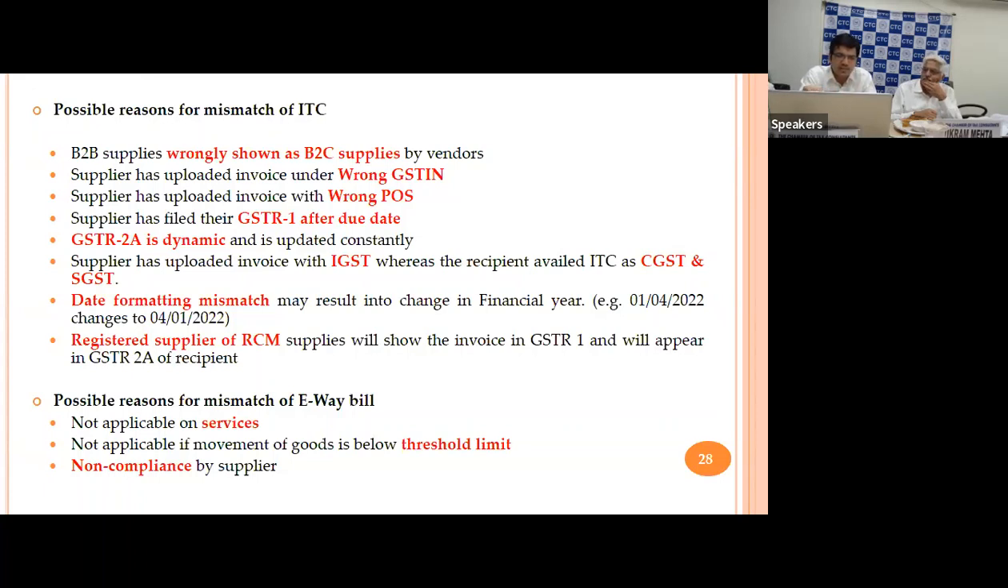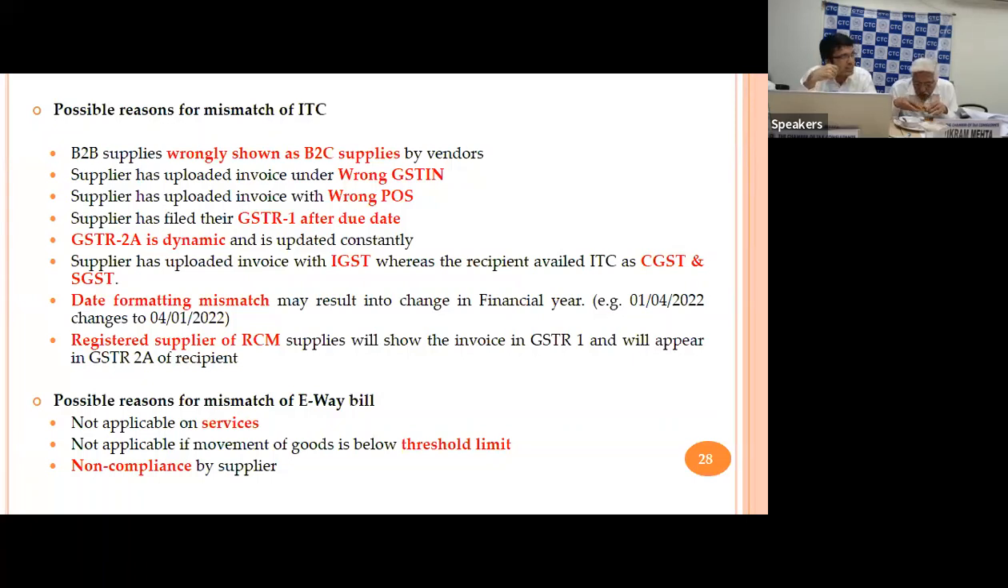Then there could be a difference where the supplier has uploaded as IGST, whereas the invoice was CGST, SGST, or I have claimed it as CGST, SGST. Then there could be a date mismatch, like 1st April 22, and I considered it as 4th Jan 22. 1/4/22 to 4/1/22, my system was MMDD and DDMM. Because of that, a lot of differences arise. The year changes and your 2A and 3B will show a mismatch.